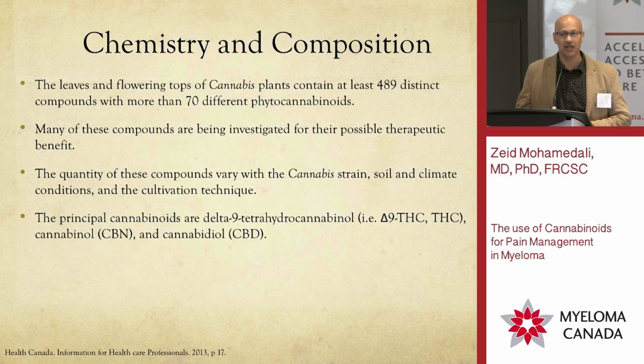But for one thing, the chemistry and composition of cannabis is such that there are over 70 different phytocannabinoids. These are plant-derived cannabinoids that have a similar makeup to endocannabinoids that are in our own system. So they mimic chemicals that are already in our body. Okay, and there are actually almost 500 distinct compounds in these plants, and we're only starting to understand and learn about them more and more. But again, the key ones that we understand really well are CBD and THC. Those are the two active ingredients that we understand better.